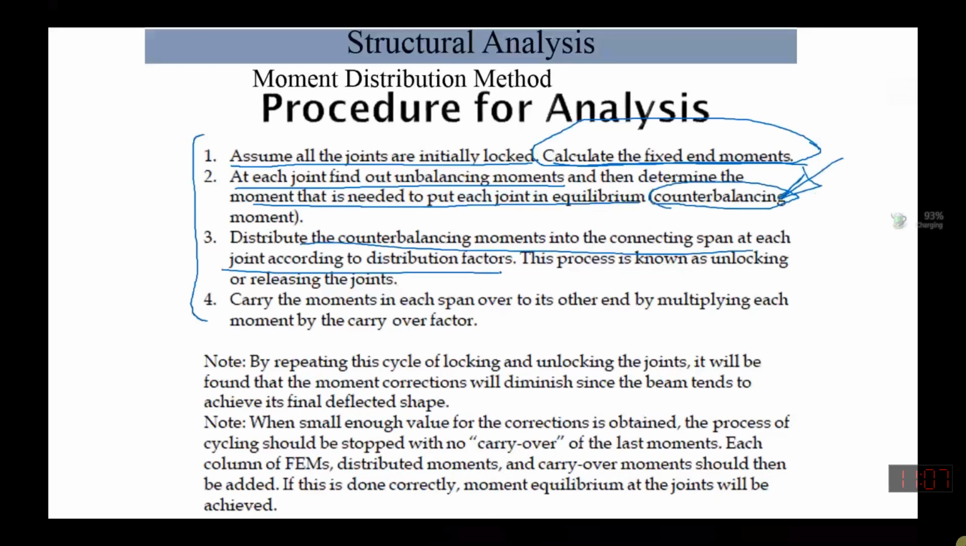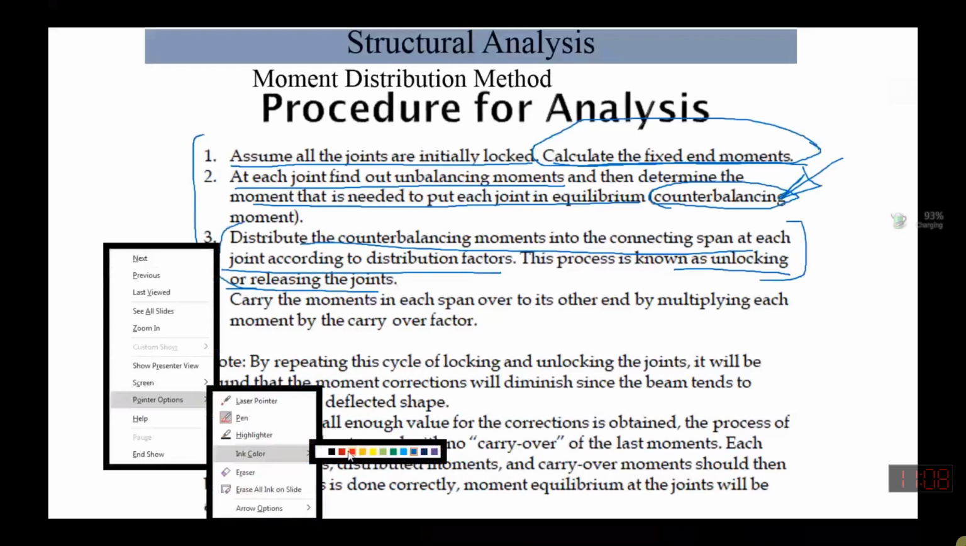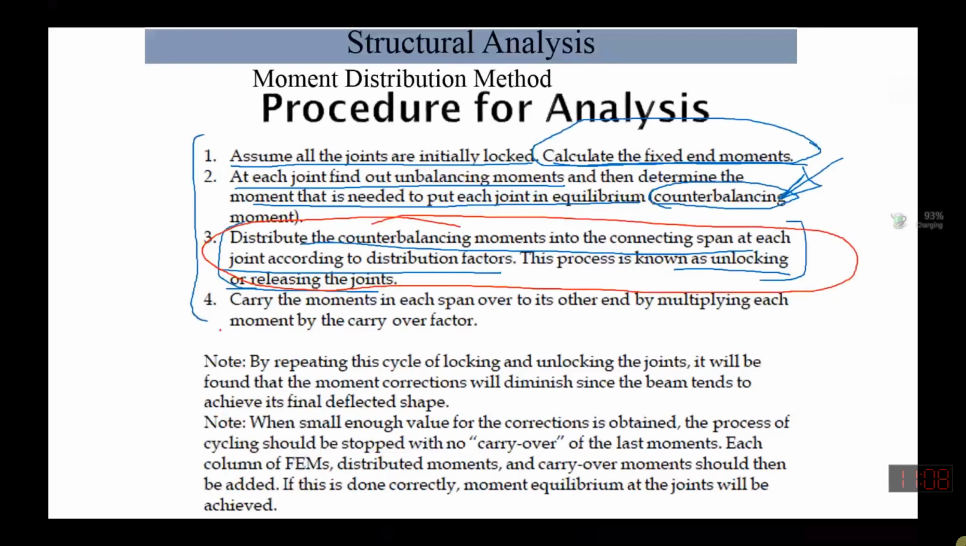So this is the second step which we just exercised. All the distribution factors you have calculated, actually this is our step 3, that you will find out the unbalancing moment and then you are going to distribute it. And the next step is you will carry the moment in each span from one end to the other end. So this is the methodology we will follow.